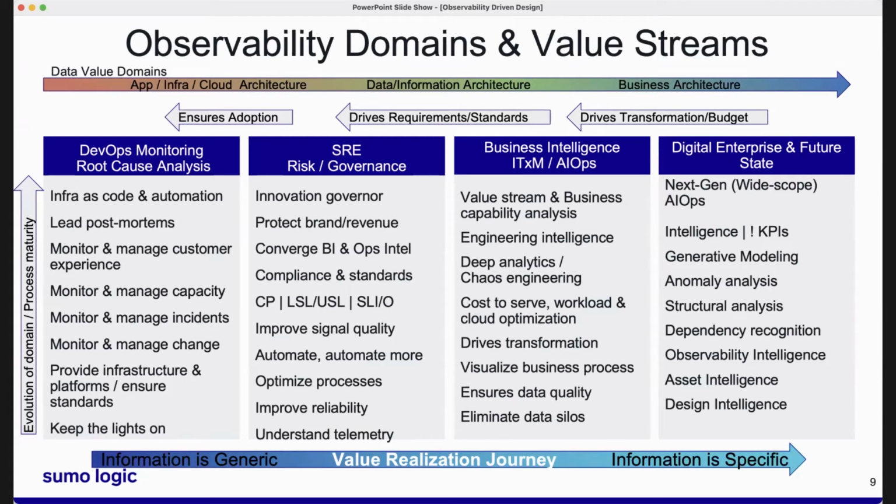It becomes very specific. Becomes incorporated with the other business insights and business intelligence data in the organization. So it becomes very specific to the DNA of the organization. In the digital enterprise, that initiative to become digitally transformed, to improve the outlook and operation of the business is what drives that transformation and budget. It drives the requirements and standards through IT service and operations teams into the risk and governance categories, all the way down into DevOps, making sure that that adoption is adhered to.